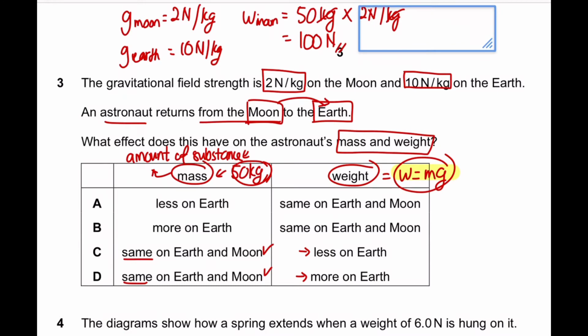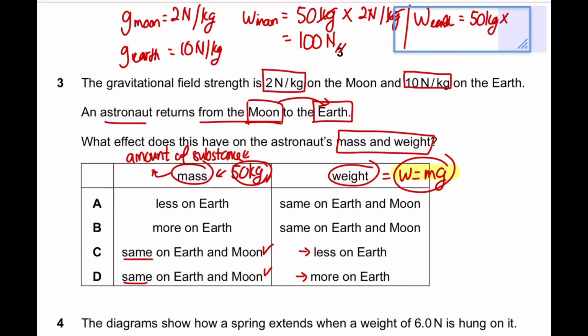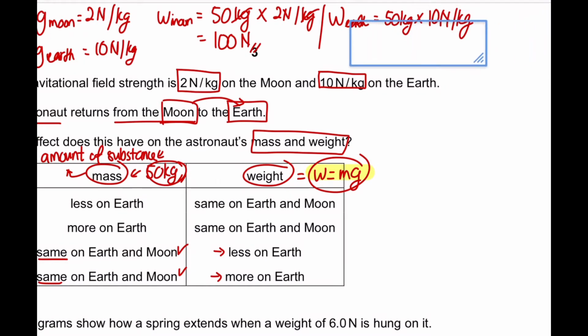Let's calculate the weight of the astronaut on Earth. The mass of the astronaut is 50 kilograms, but the gravity of the Earth is 10 newtons per kilogram. Cancel kilogram together and you multiply 50 by 10, which will give you 500 newtons.